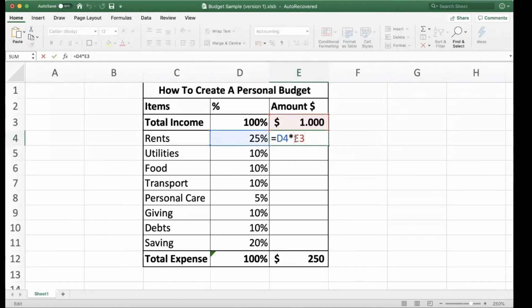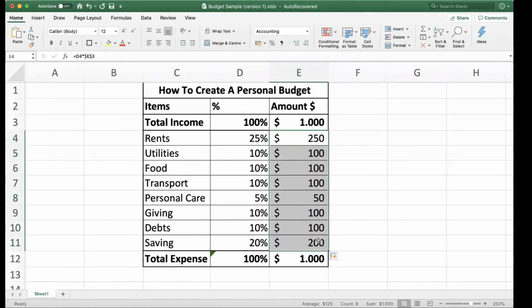I can just come here, input this dollar sign, and input this dollar sign, and I'm done. And I can just drag it down, and voila, I have the amount I need for every one of the items I have here. So for my utilities, I pay $100. For my food, I pay another $100. For my transport, $100. For my personal care, I pay $50. For my giving, I pay $100. For my debt, I pay $100. For my savings, I pay $100. At the end of the day, this amount equals this amount, and that's what we are most concerned about.